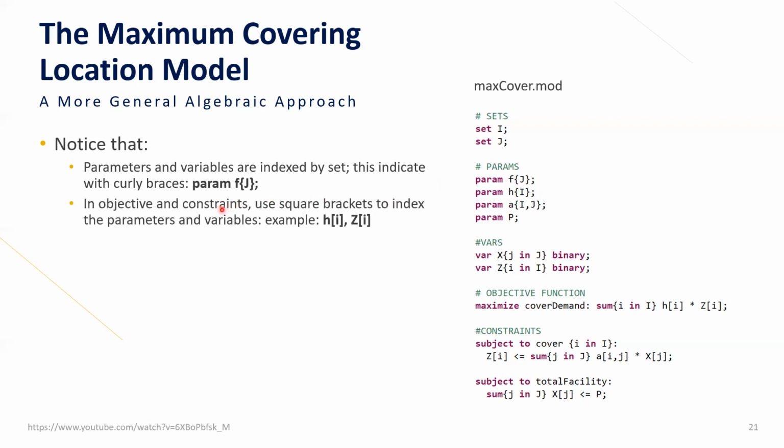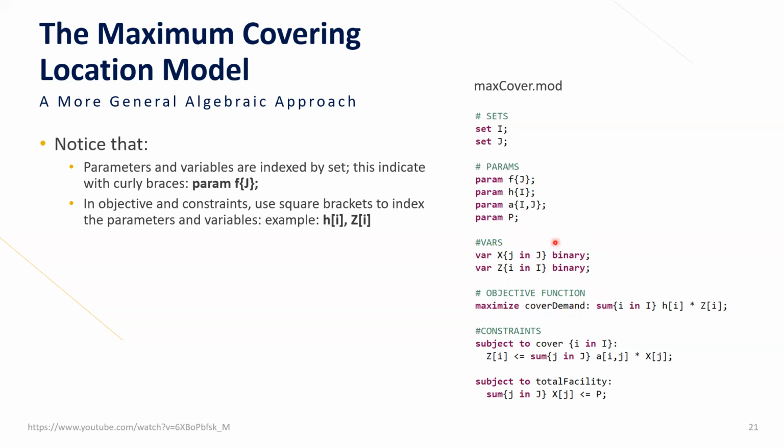Next, for the index in the objective and constraint, you use square brackets to index the parameters and variables. Curly braces are for sets, and indexing uses square brackets. For example, here for params you use curly braces, all representing the sets. Variables also use curly braces. Here it's a little bit different, j in J, so the index you give the name j for x. Here you use the name i for the z, i in I. It's a binary.